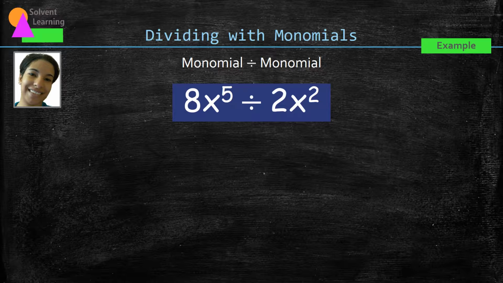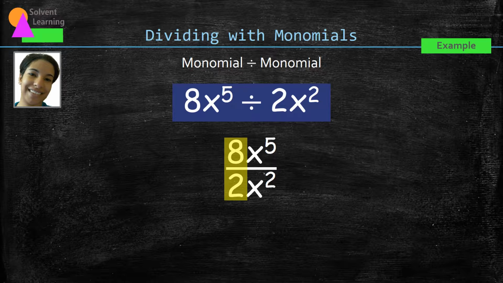Oftentimes it's helpful to set up division as a fraction. So we can set up this same problem taking the first monomial there, 8x to the fifth, make that the numerator of our fraction, and then divide by the 2x squared, putting that as the denominator of the fraction. Now we can just simplify this fraction.